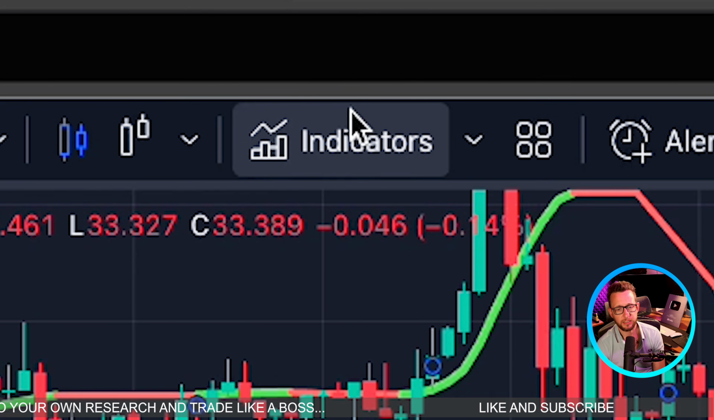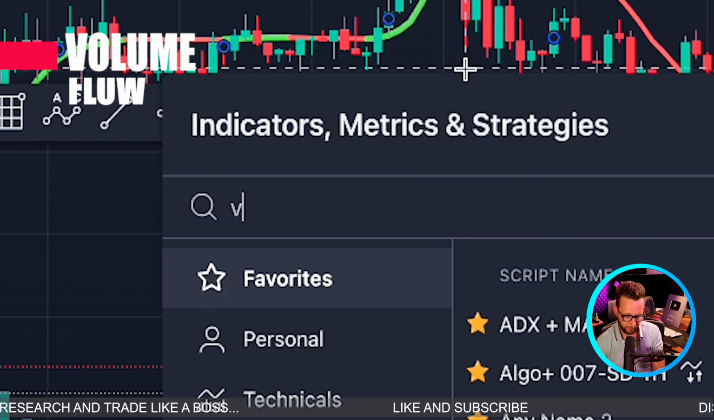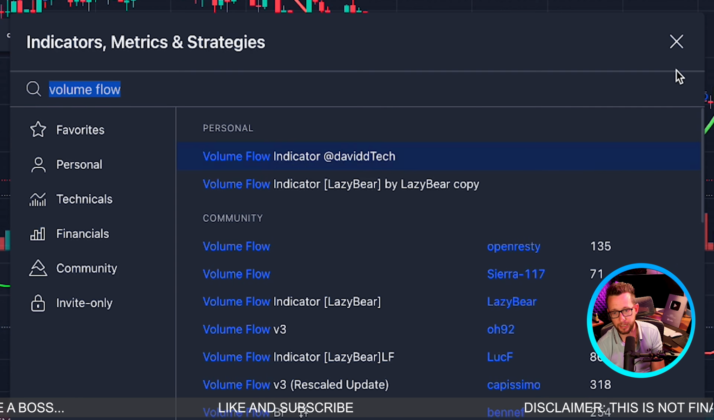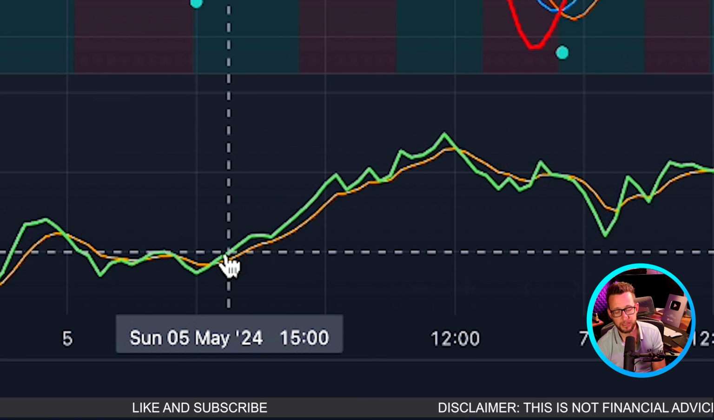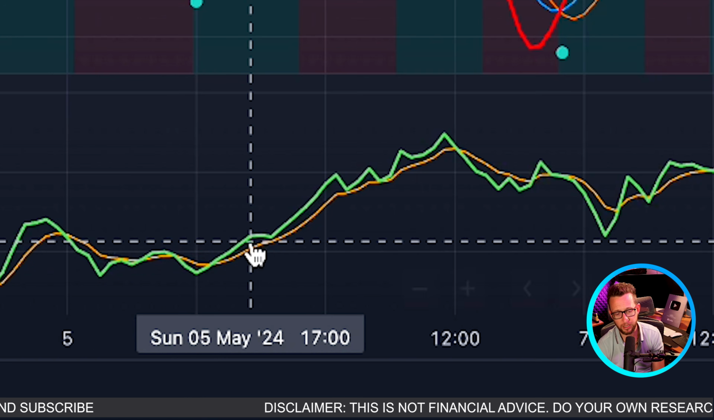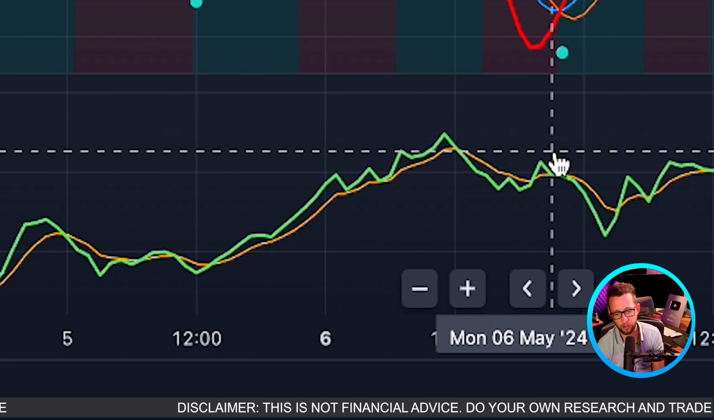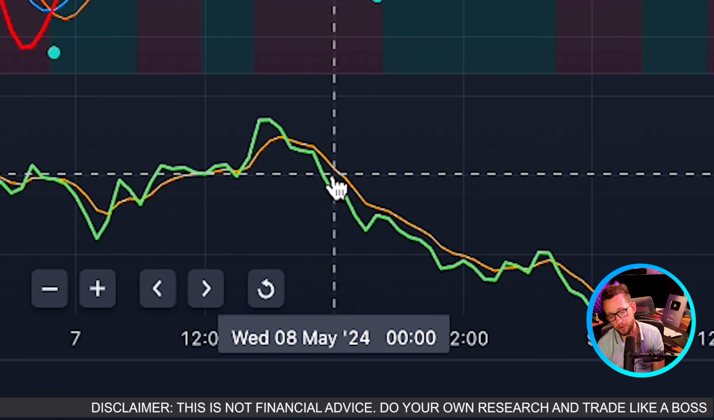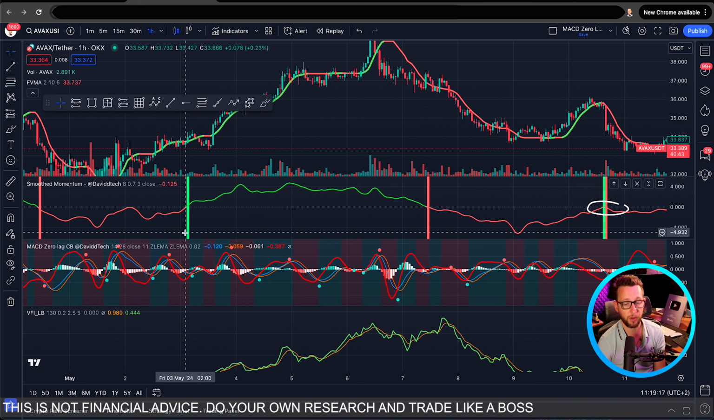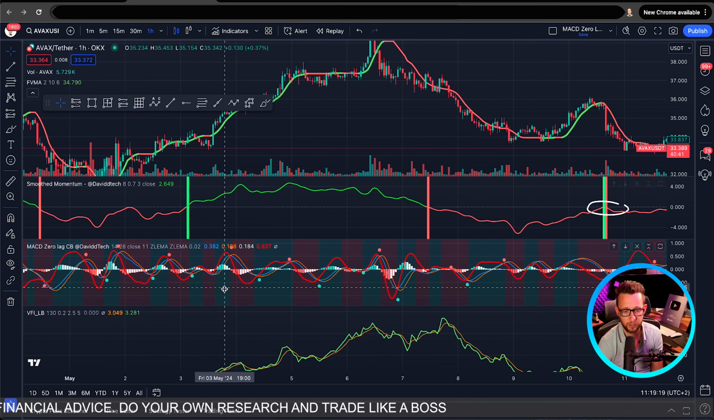The final indicator that we're going to be adding is the volume flow by David Tech here, or we could use the lazy bear version just here. Now the volume flow is very, very simple as well. We just want to make sure we got enough volume in the market. We would like the green line to be above the orange line for longs, and we'd like it to be below the orange line for shorts. Okay, let's have a look at some example entries and I'll go through rules of our trading strategy.